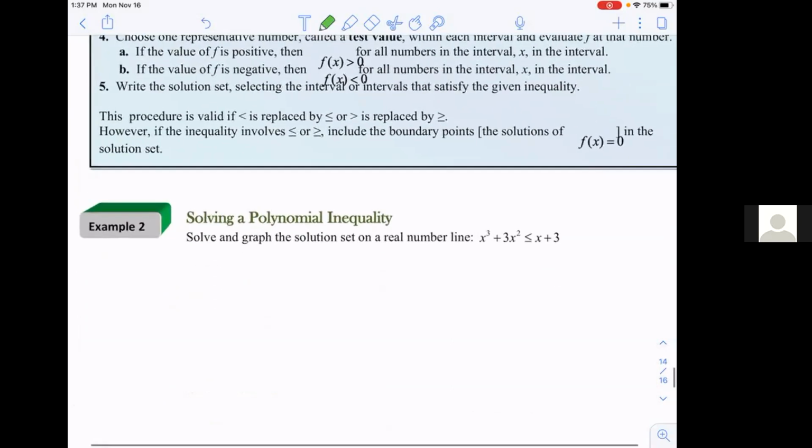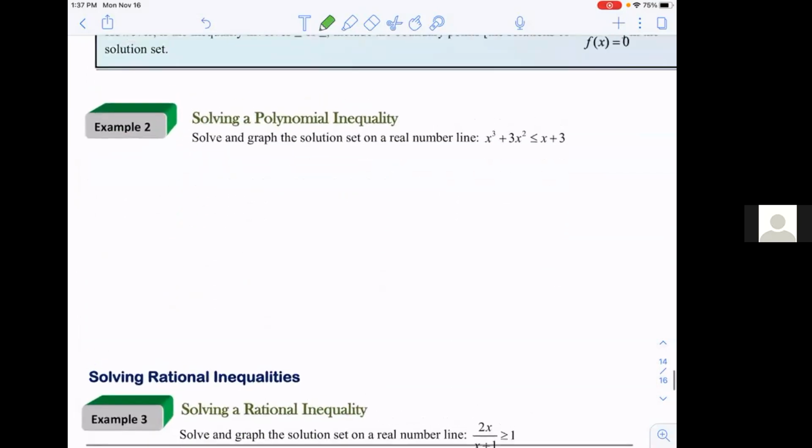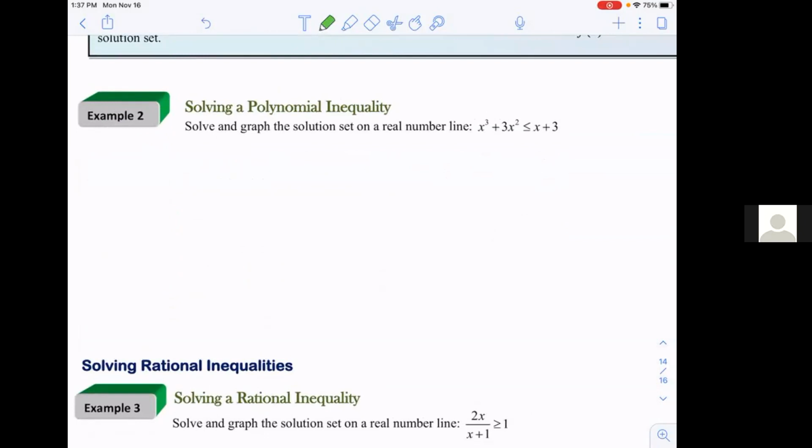Let us try another one. So the first thing we're going to do is always set it equal to 0. So we have to factor this.